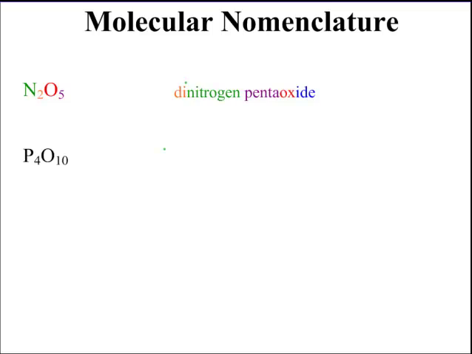The second example, P4O10, same thing. We're going to use the prefix for 4, the name for the element P, the prefix for 10, the name for the element O, again with the IDE ending. Putting all that together, you get tetraphosphorus decaoxide.